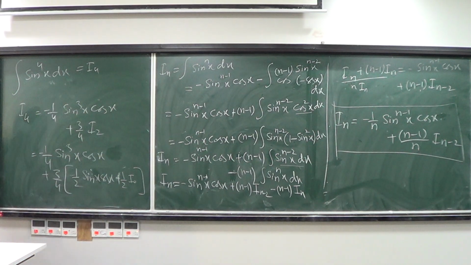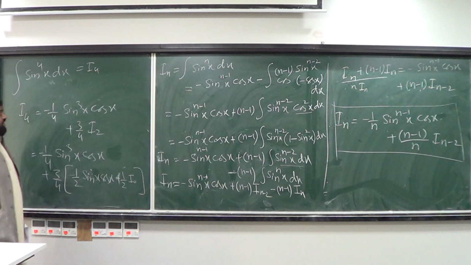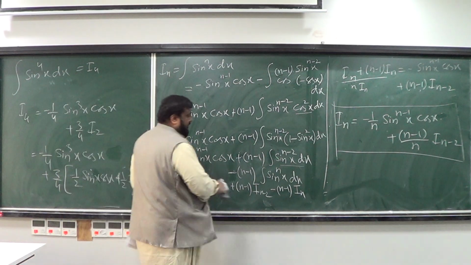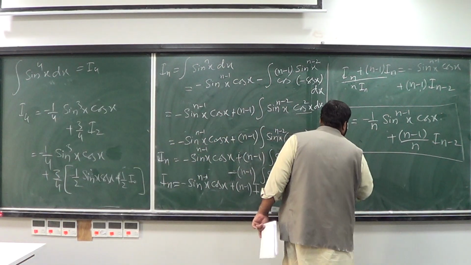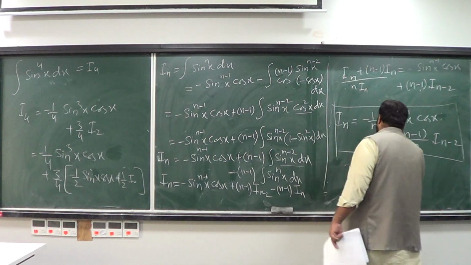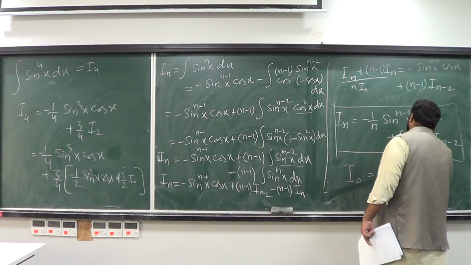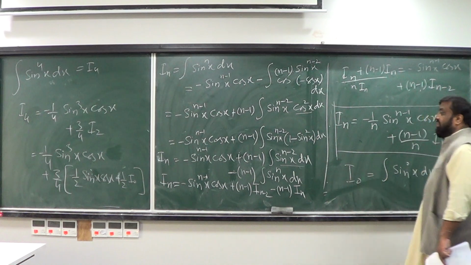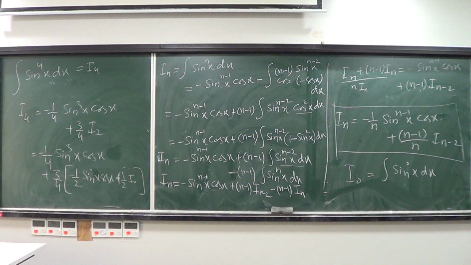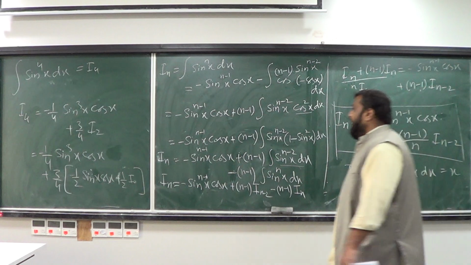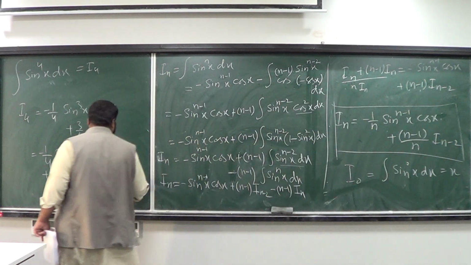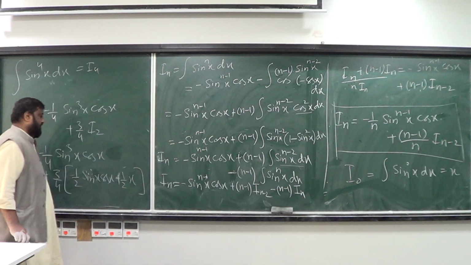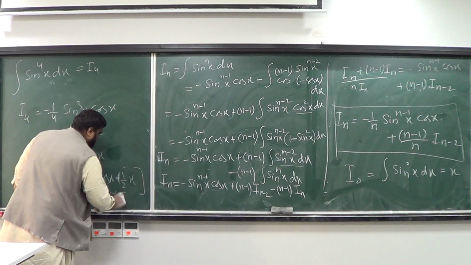Okay, I_0. Now what is I_0? By I_0 I mean the integral of sine power 0 x dx. Now what is sine power 0? It's going to be 1. So this integral is going to be x actually. So this integral is really x plus constant.